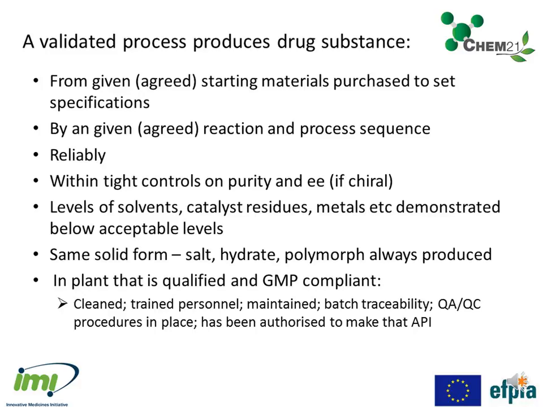Levels of solvents, catalyst residues, metals, etc. have to be demonstrated to be below acceptable levels, and these are levels that will cause no harm to the patient. The API has to be the same solid form every time, whether it's a salt, hydrate or a polymorph. It always has to be produced in a reliable way. This is very important in the way that the API formulates and dissolves when taken by the patient. It needs to be made in a plant that's qualified and GMP compliant, so that plant's properly cleaned, it has trained personnel, it's maintained, there's batch traceability, QA/QC procedures are in place, and it's been authorised by the appropriate authority to actually make that API substance.